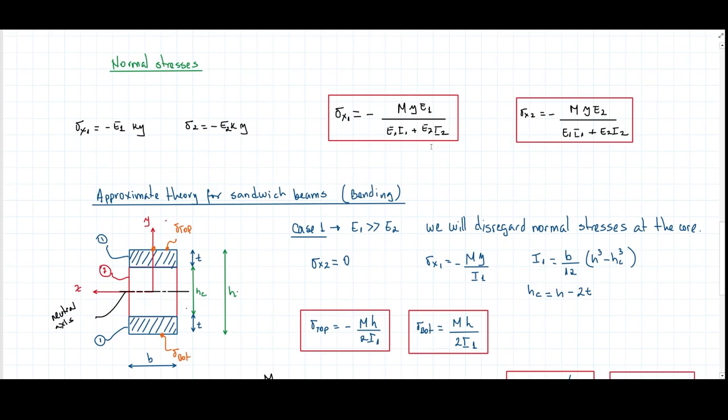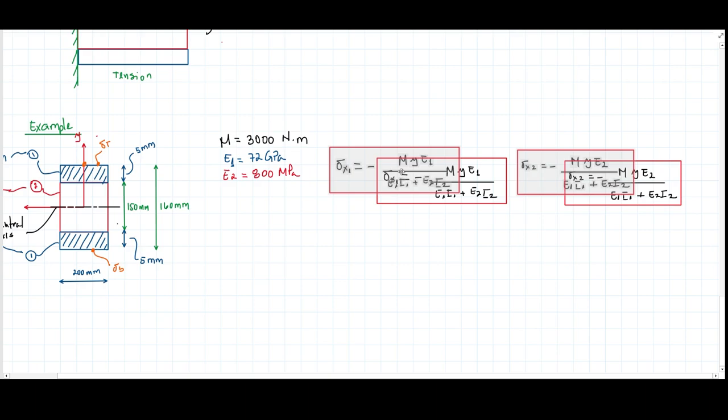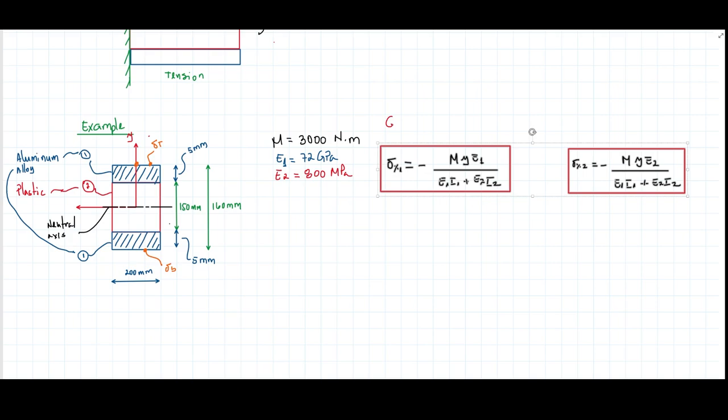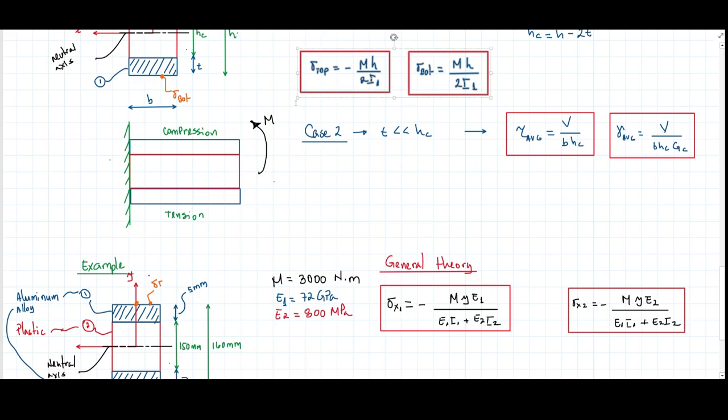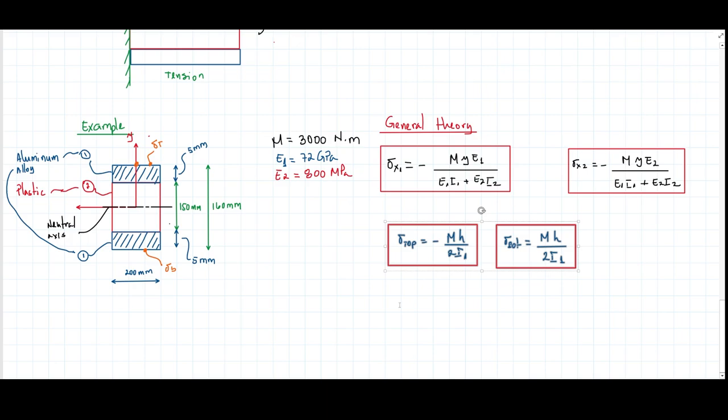And let me bring back the equations we need to use. So this one. Select this one. So these are the terms for the general equation, general theory. And let me bring this one that is 4. This one here. Didn't copy it over. These are for the approximate theory.